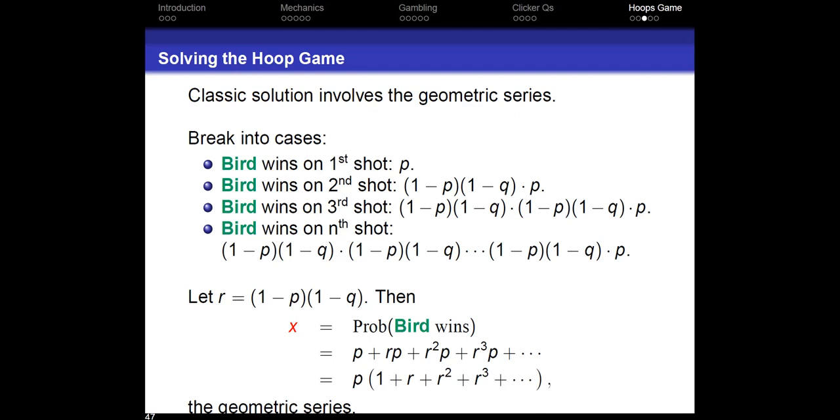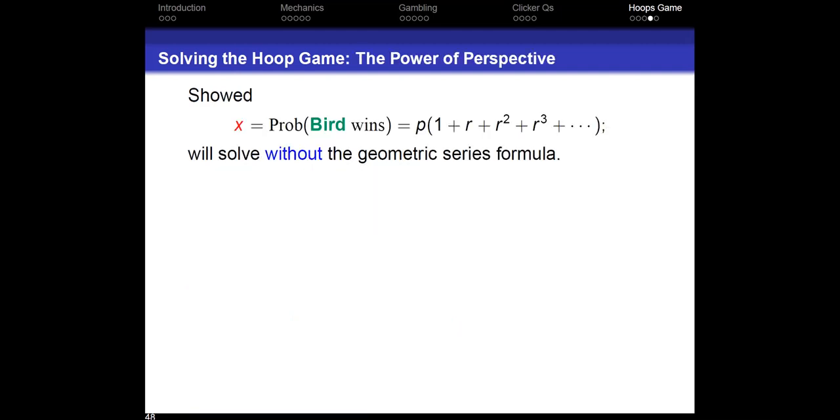And so if we sum them all together, we get the geometric series. The probability Bird wins is P times the geometric series. If we knew the geometric series, we would be done. Let's assume we don't know the formula for this. Okay, so you don't know that it's 1 over 1 minus R. Let's try to solve this without the geometric series.